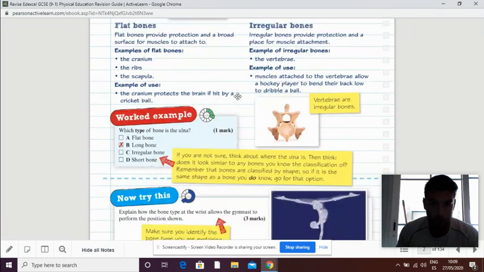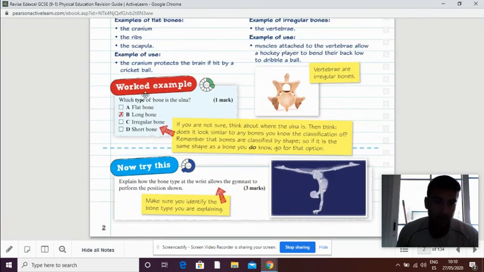A couple of little questions we've got at the bottom there to look at. Okay, worked examples here. So which type of bone is the ulna? And it's a long bone. Okay, the ulna here. Remember, RTT, radius to thumb.